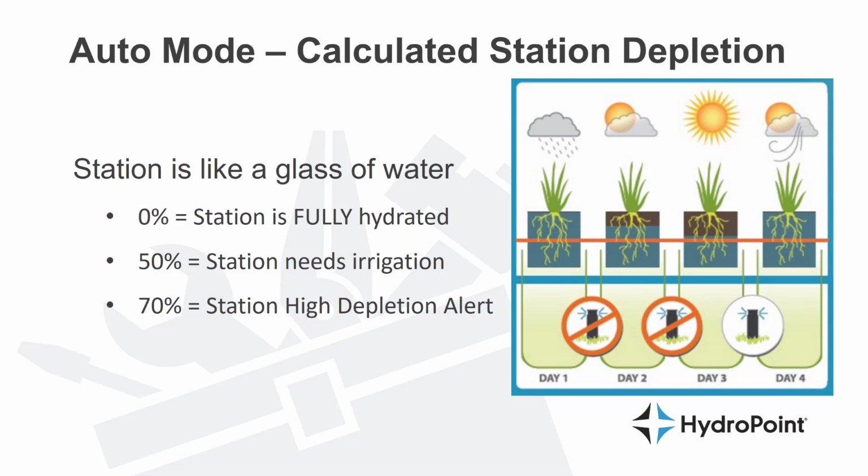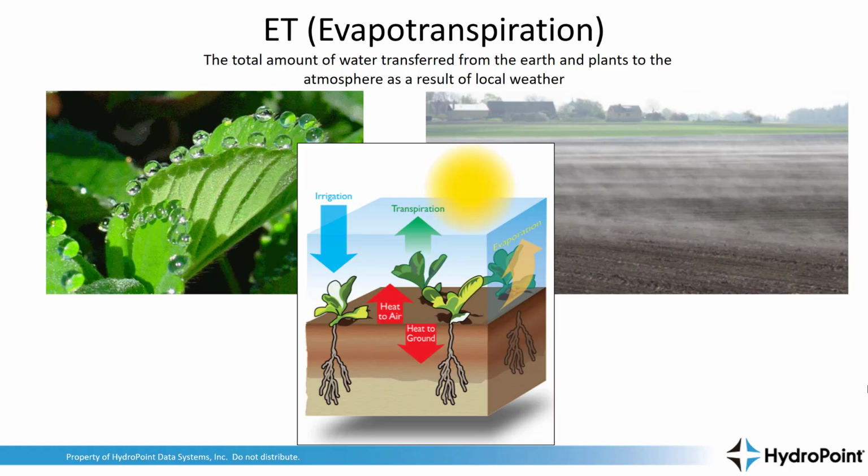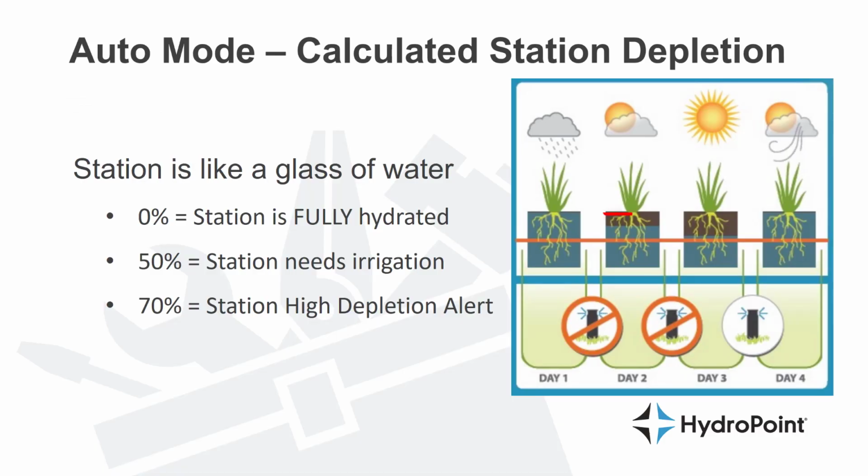But over time, as ET accumulates and pulls water out of the soil, as well as the plant using the water in the soil, the water level in your glass gets lower and lower, or your current depletion gets higher and higher. To say that a different way, by independently calculating each station's depletion level, we know exactly how thirsty each station is. When a station reaches 50% depletion, then that station is thirsty enough to need irrigation.